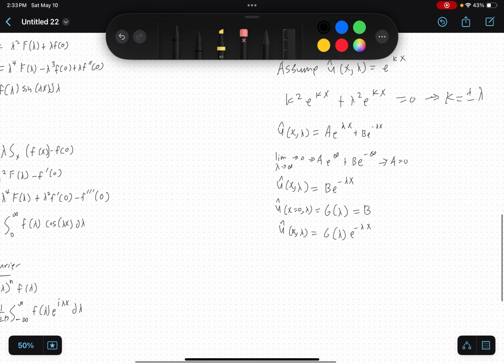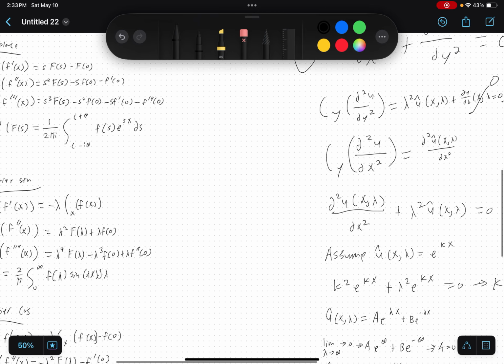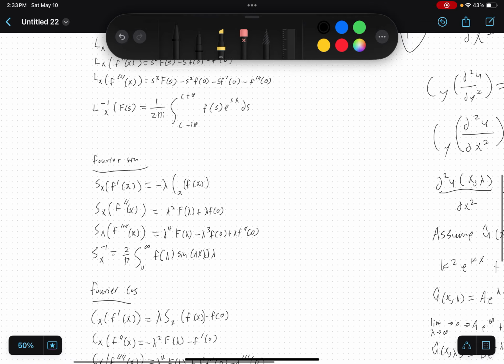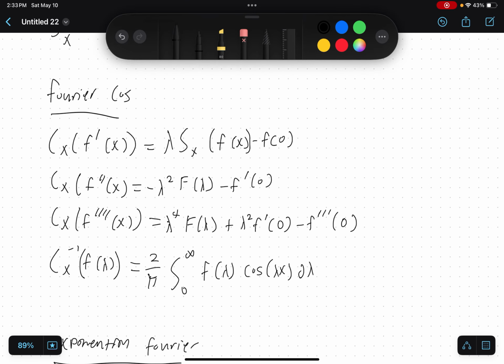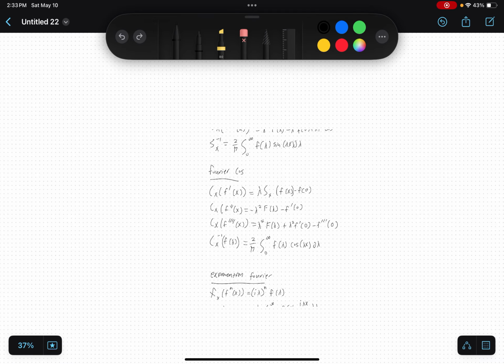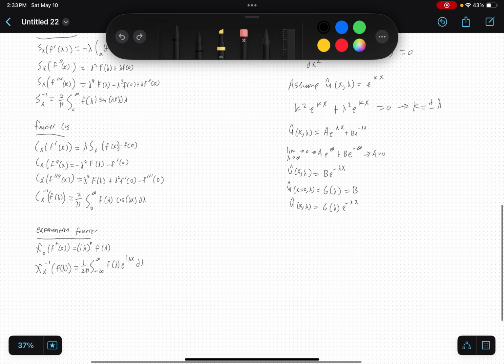Now, all we have to do is untransform it. And we used Fourier cosine. So the untransform for Fourier cosine is this integral. We would be untransforming it with y.